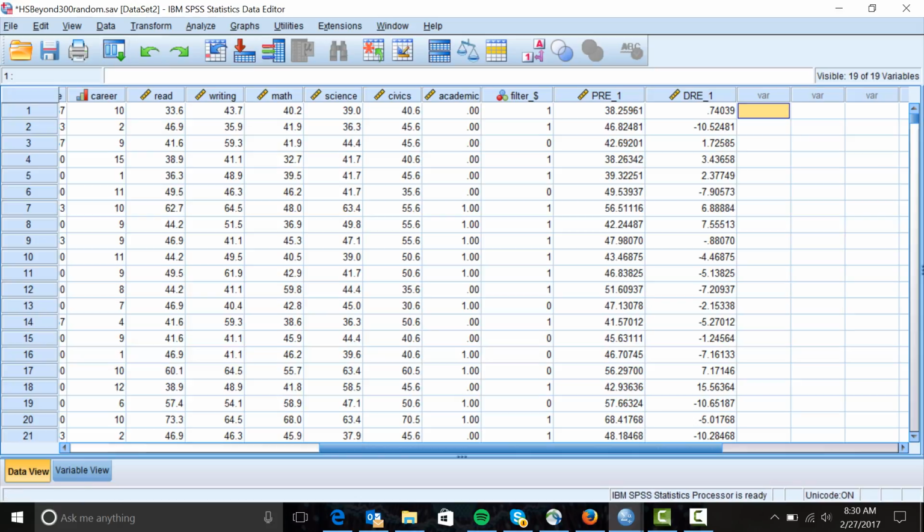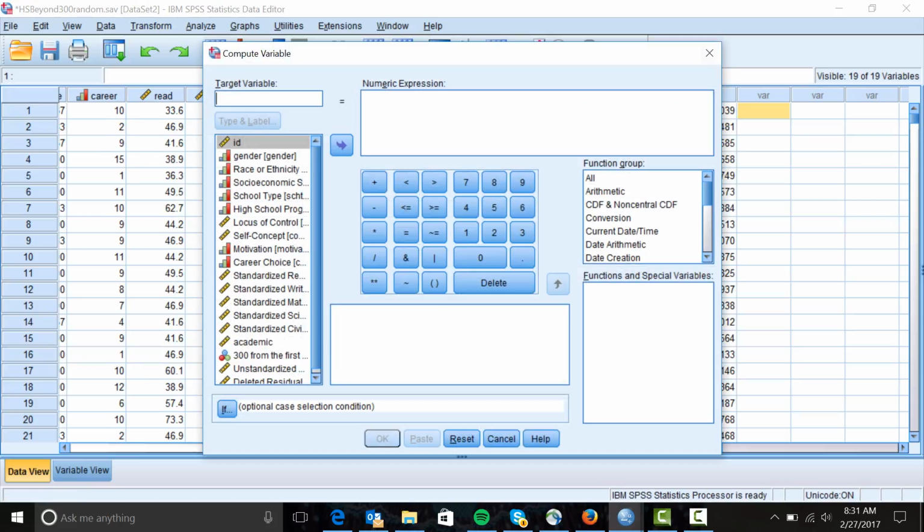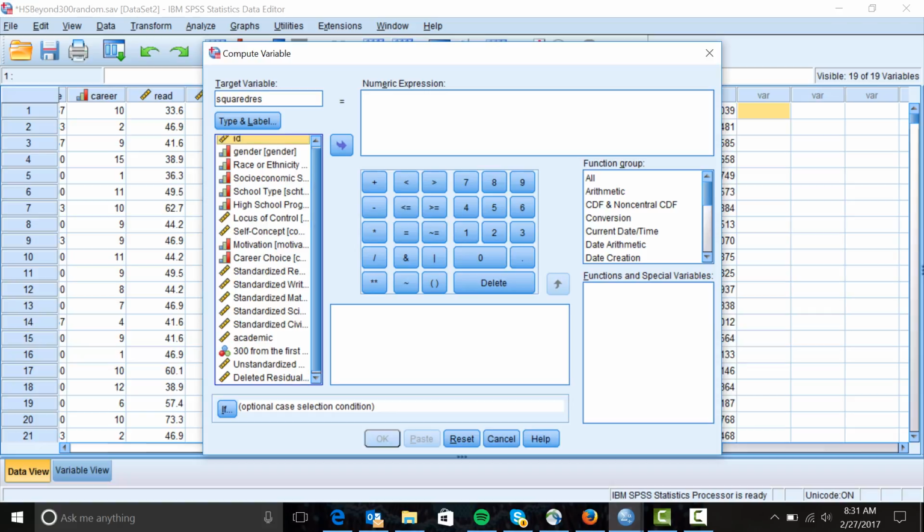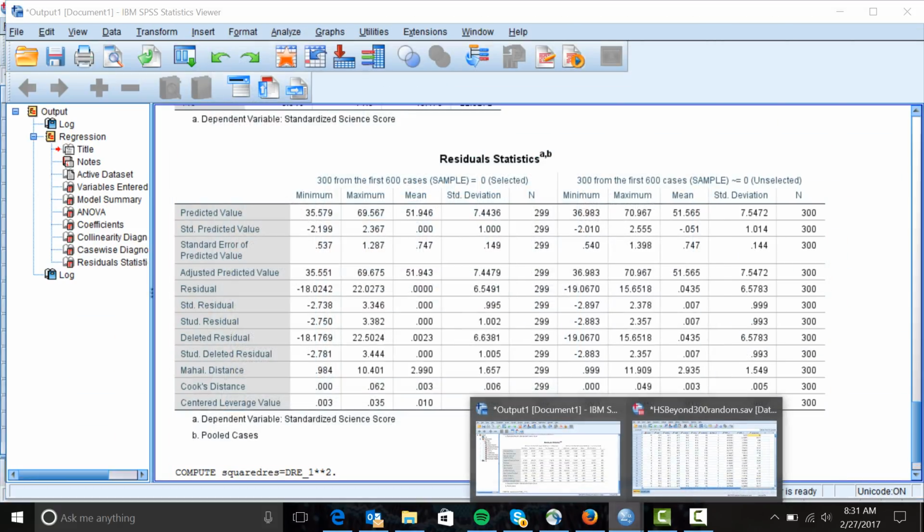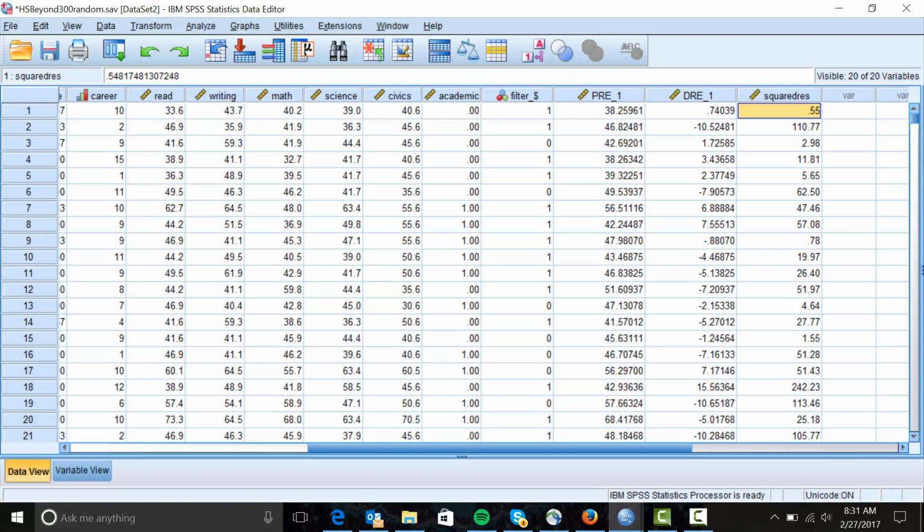So we're going to go to Transform, Compute. We're going to create a variable called squared residuals, and that's going to be a product. We're going to take the deleted residuals, and we're going to click on the asterisk twice followed by a 2, which means square this number. So this is going to give us the squared residuals. Click on OK. Go back to our data to make sure it worked. We now have squared residuals. 0.7 squared is going to be 0.55, so that worked.